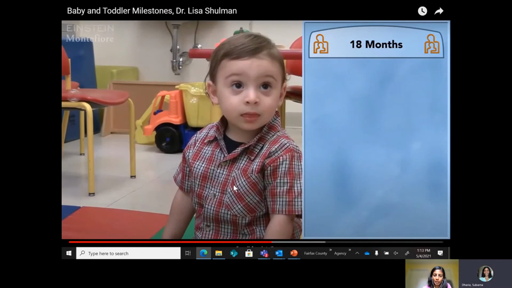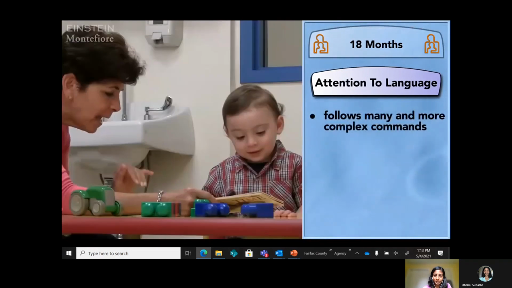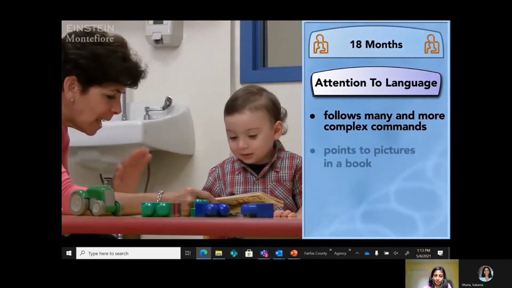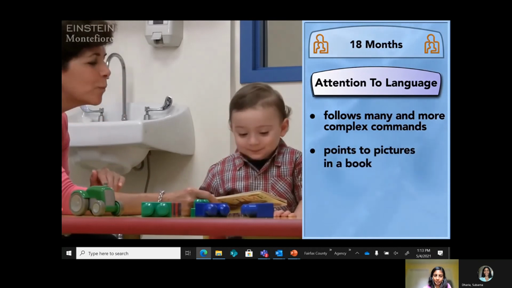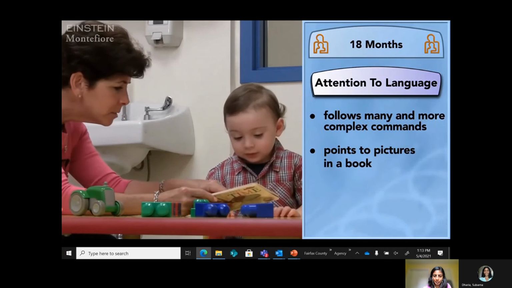And just to point out again that what she just described with pointing over there and looking back at the parent and showing them what they're interested in, that is a more clear joint attention that we like to see happen in these young children. In terms of attention to language, the toddler can follow many and more complex commands. The toddler has the attention span at this point to engage with a picture book and go back and forth reciprocally with the adult, pointing out the things that are labeled or things of interest.